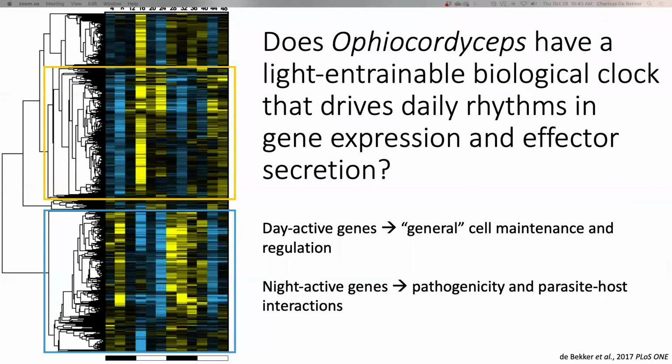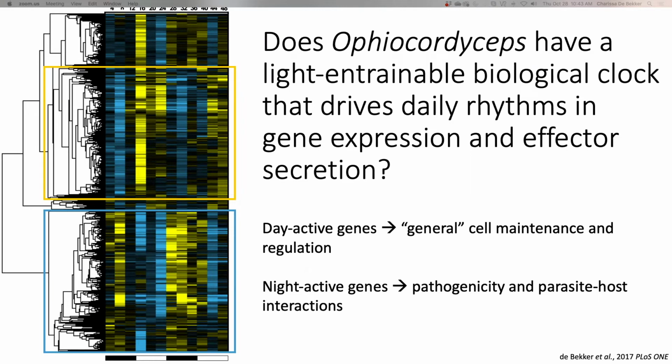And from the transcriptomics work that we did, so basically what we did is we sampled Ophiocordyceps cultures every 4 hours and then looked throughout a 24-hour day. We did this for 2 consecutive days and then looked at the gene expression and looked at which genes would be rhythmically expressed. And we found that indeed it has rhythmically expressed genes. We did indeed find some core clock genes that we would expect to be there.